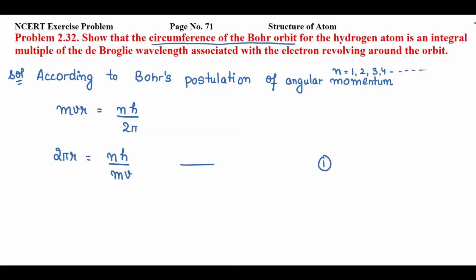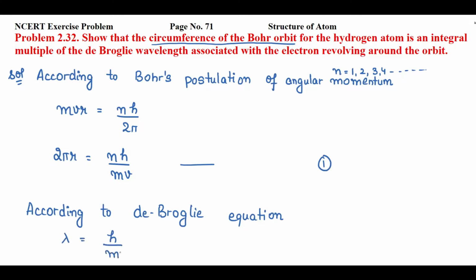I have to compare this relation with de Broglie relation, right? So I'll write according to de Broglie equation, I know that lambda, that means wavelength, equal to h by mv. Now this m is mass of electron and v is velocity of electron. h is Planck's constant, right? I'll consider this relation as relation 2.